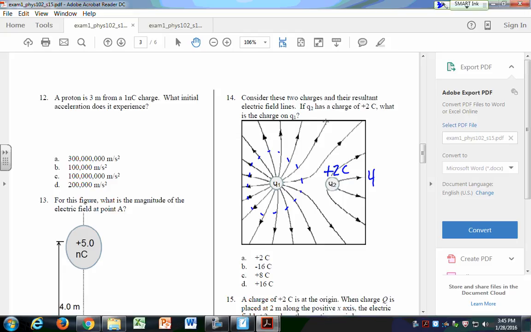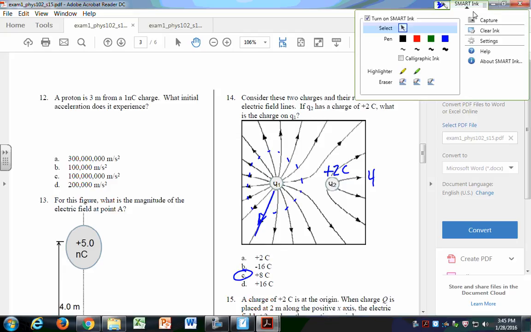And so it's going to be also positive because the field lines are leaving. So it's going to be D, 4 times the charge of Q2. Sorry, not D. C, right, because it's 4 times the charge. I have 4 times the field lines, 4 times the charge. You'll have one of those for sure.